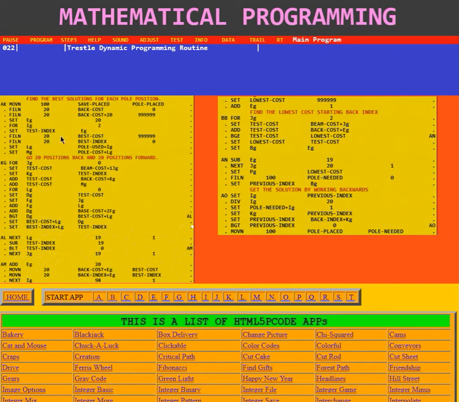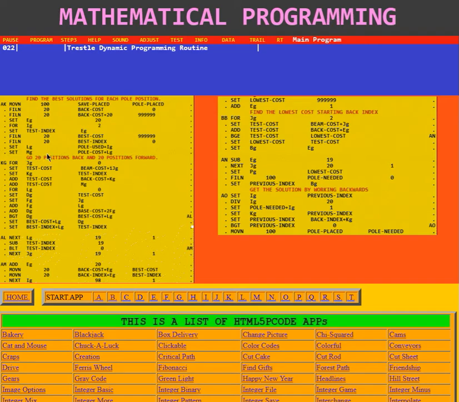Then it says there to fill the best cost with a very high value. That means hasn't found one yet. And the 20 best indexes with 0. So what we're going to do down below here is find these best costs. Then we're going to set LG to the pole use sub IG. Alright, that's the pole position we're at.